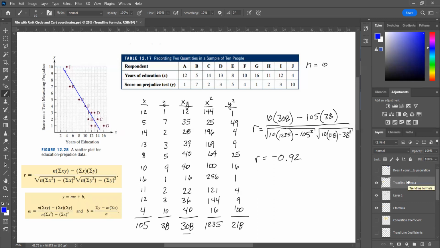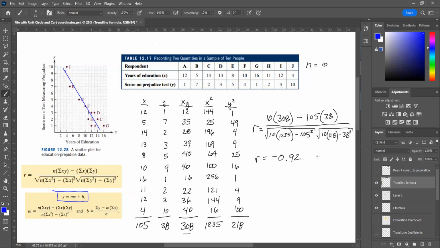And if we had that, then we could say, well, what would happen if somebody had, say, 7 years of education, which doesn't appear on the table. But now we could plug that 7 in for x and see what the y would be. But let's see, we've got here the calculation for our formula, and you recognize that y equals mx plus b. We used that quite a bit for a while there.